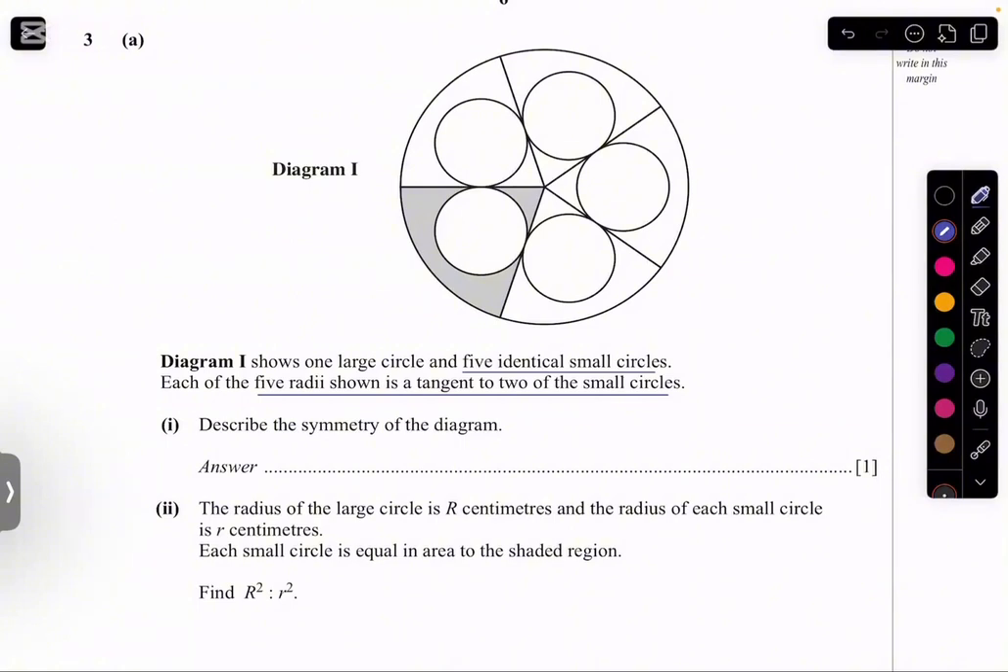Describe the symmetry of the diagram. So to get the symmetry of the diagram, what does symmetry mean? Symmetry means when you draw the line of symmetry, you will be obtaining the same figure on the 2 sides of the line of symmetry, meaning the line of symmetry should be dividing the figure into 2 equal parts. So I can see that this is my line of symmetry, which can divide the figure into 2 equal parts. So what is the symmetry? It's just one line of symmetry here.